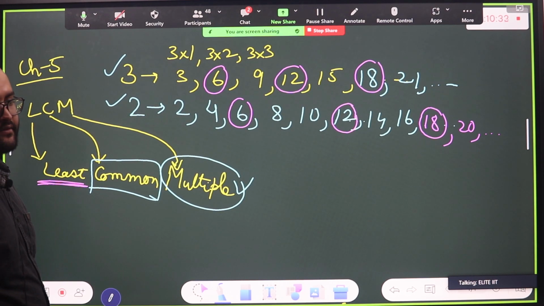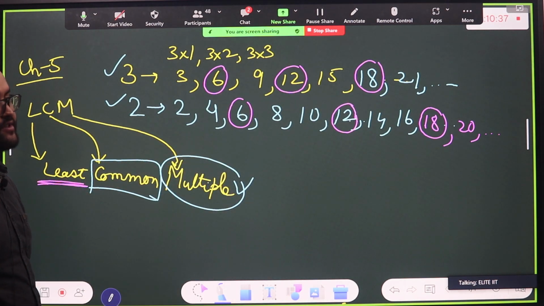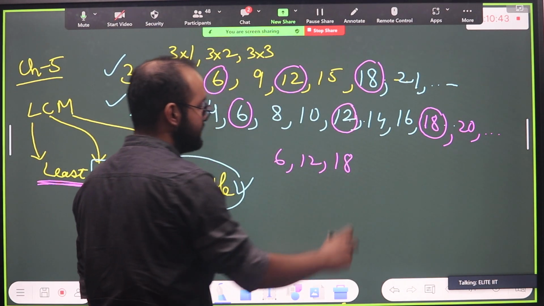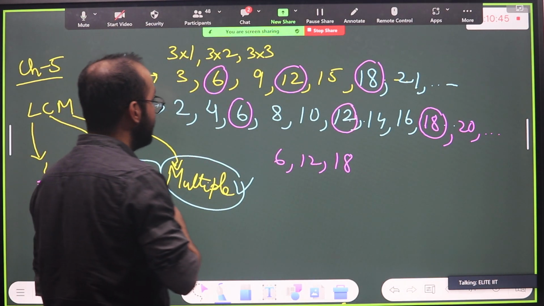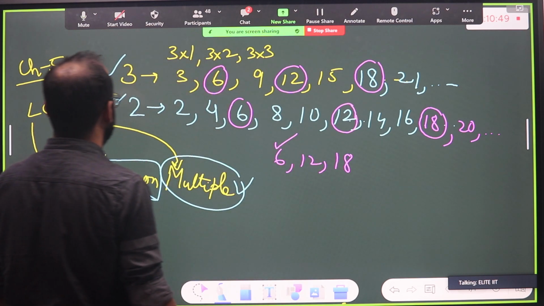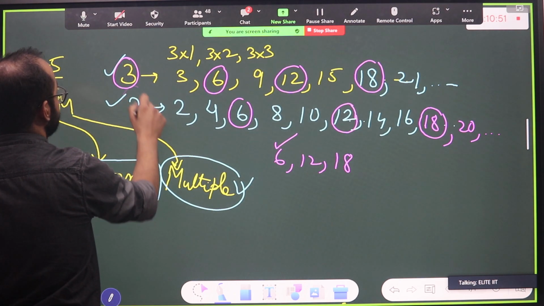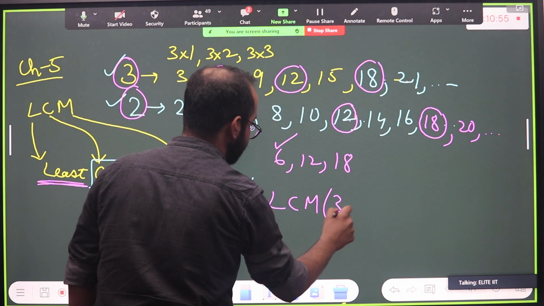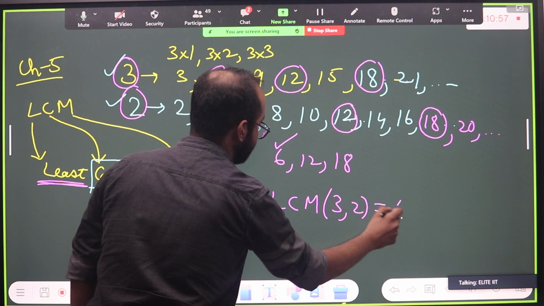6. Sanvi, among all these common multiples, which is the lowest? 6, isn't it? The common multiples are 6, 12 and 18. So which is the lowest among all of them? 6. So what is the LCM of 3 and 2? The LCM of 3 and 2 will be 6.